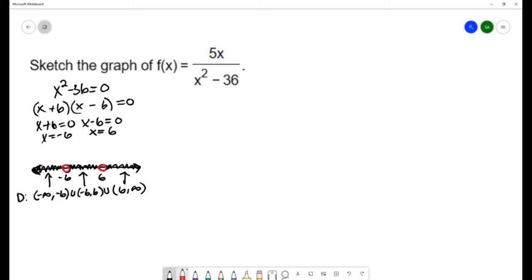In order to determine which one, I want to write my function in factored form. So I'm going to start with that 5x in the numerator. 5x is already factored. And we've seen that we can factor x squared minus 36. It's a difference of squares. X minus 6 times x plus 6. And once we have it in factored form, we're going to look for common factors. So if we have common factors, that's an indication that we have a hole in the graph. And since we don't have any common factors, we have no holes.